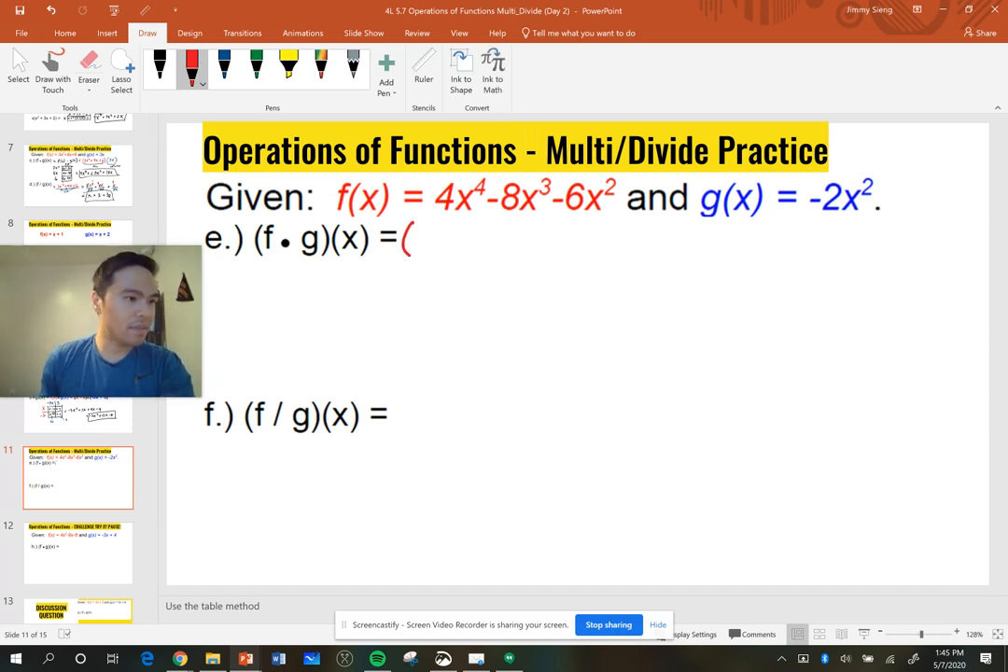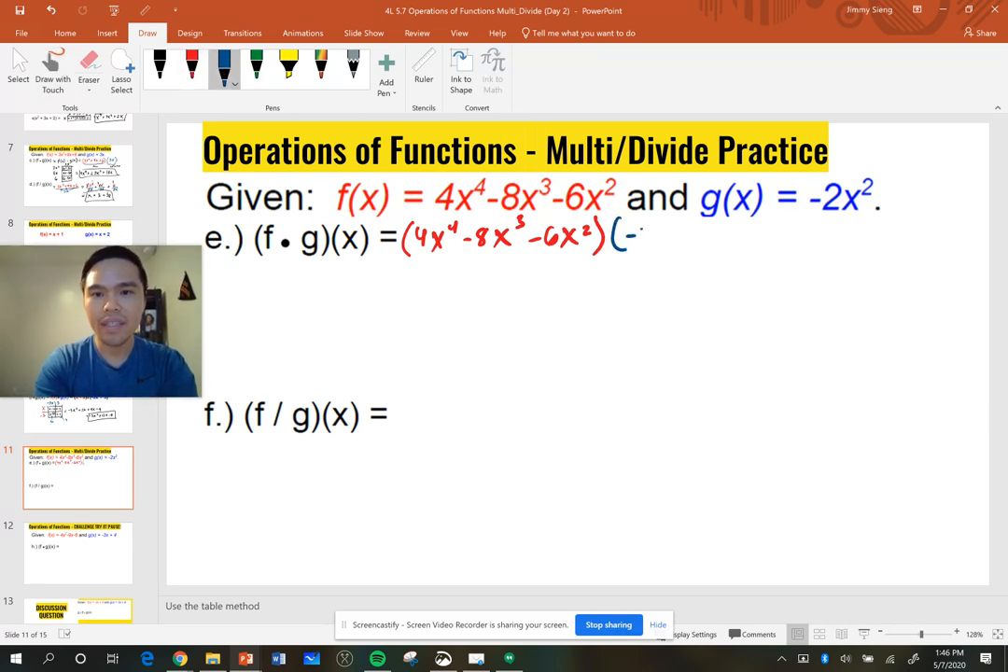So we can break this down. Hold on, let me just check something. That's 4x to the fourth minus 8x to the third power, and then minus 6x squared times negative 2x squared, right? So I can do the table method. This might take a while if you wanted to, but in reality, because I just have this negative 2x over here, squared, I can distribute that. So I can times that throughout each one of those terms. Maybe that'd be easier.